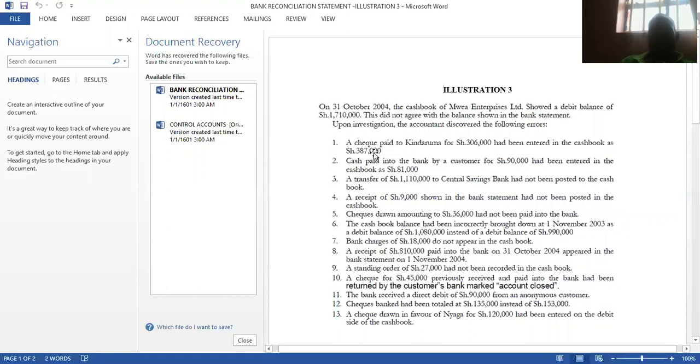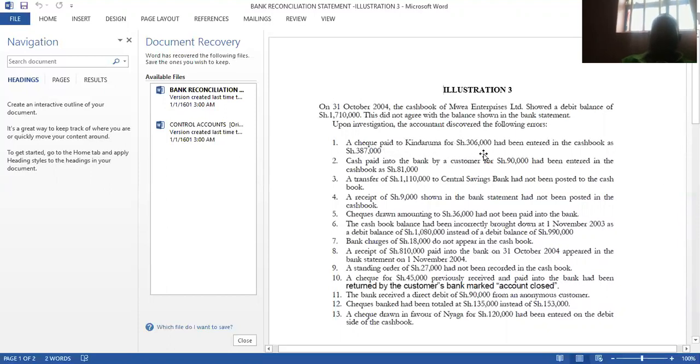Number one is that a check paid worth 306,000 had been entered in the cash book as 387,000. Remember, this is a check paid. So in the cash book, it is going to appear on the payment side. In that case, instead of indicating an amount of 306,000, it was indicated as 387,000. Remember, this is now an overcast, or the credit side was overstated with the difference of 387 minus 306,000.